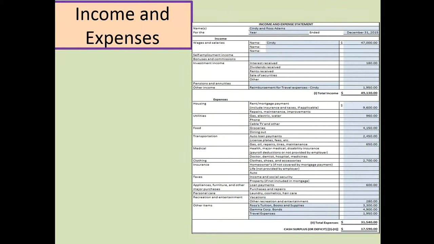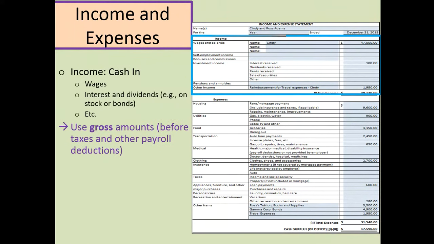So this is what a typical income and expense sheet looks like. This is not the one you have in your handout, but we will use the one in your handout in a minute. What you can see in the top part is income. So for Cindy and Ross, over the entire last year, they're doing this on the last day of December 2015. So this is everything they earned in 2015. What you want to note about the income here is it's a gross amount. It's before taxes and anything else comes out of it. Those deductions from income are all going to be taken care of down here in expenses.